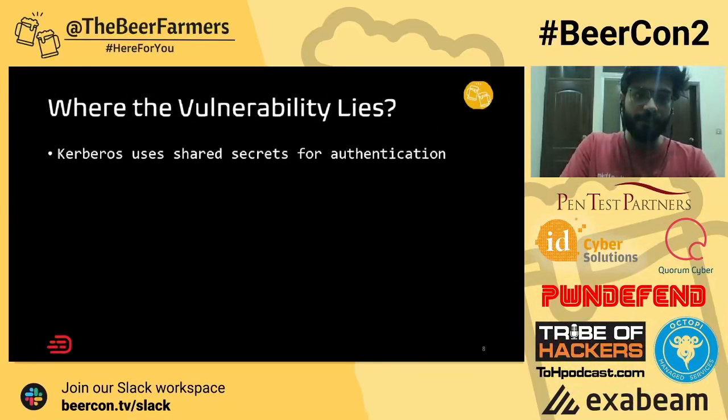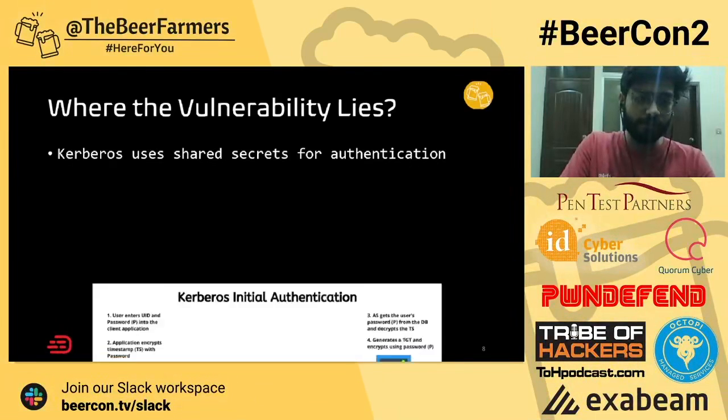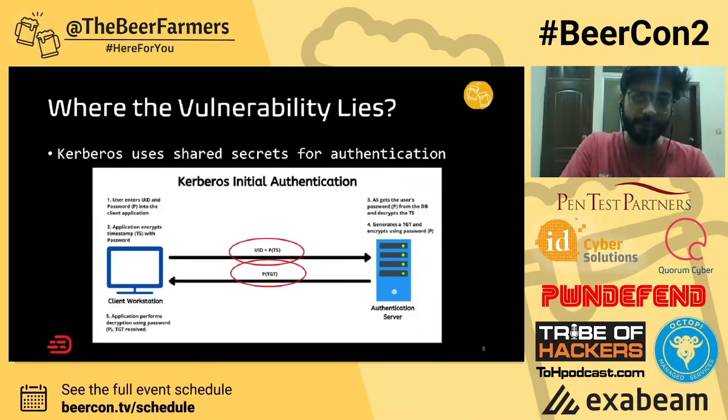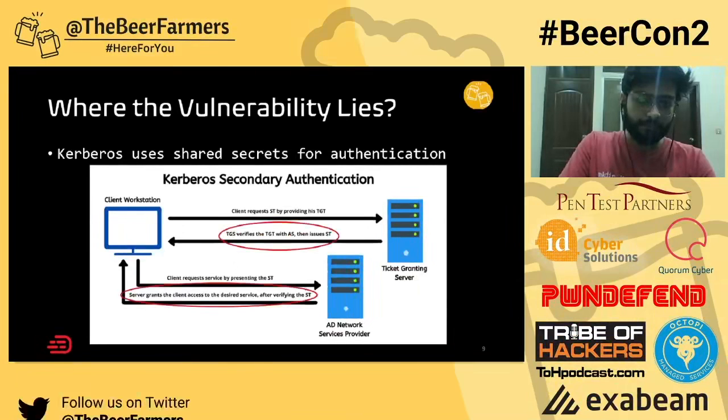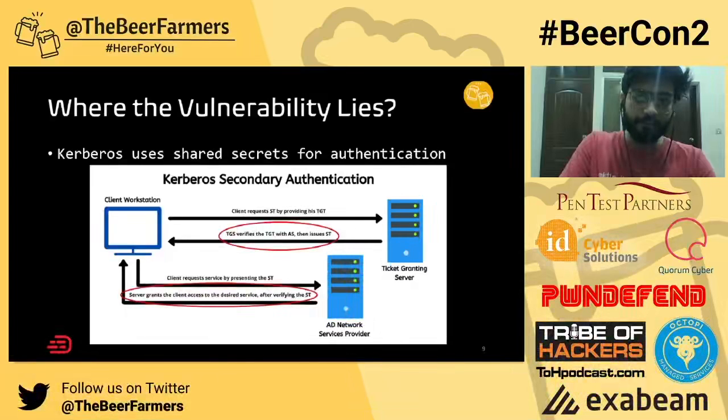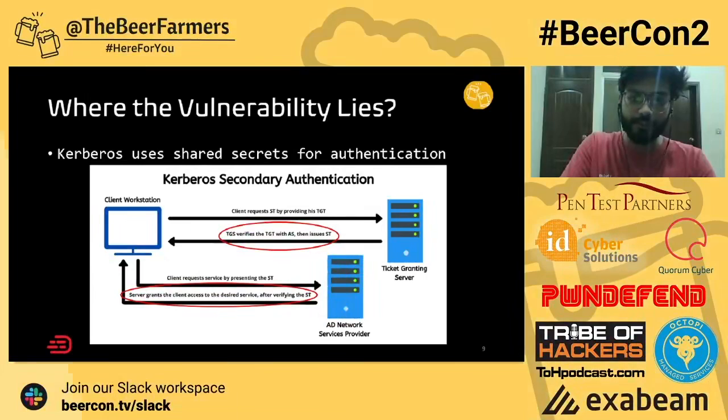Well, firstly, Kerberos uses shared secrets for authentication. As you may see during the first phase, the user's password is shared between the authentication server and the client application. Then in the next phase, the ticket granting ticket is shared between the ticket granting server and the client workstation. And then finally, the service ticket is shared between the ticket granting server and the AD network services provider.